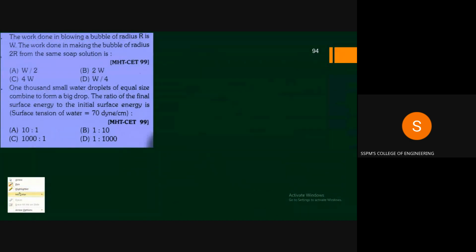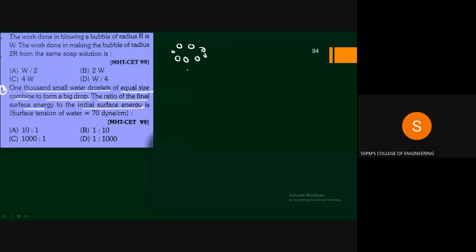Okay, see the next question. Here 1000 small water droplets of equal size combine to form a bigger drop. The ratio of final surface energy to the initial surface energy is, okay. So what is given? We have the 1000 smaller droplets like this.